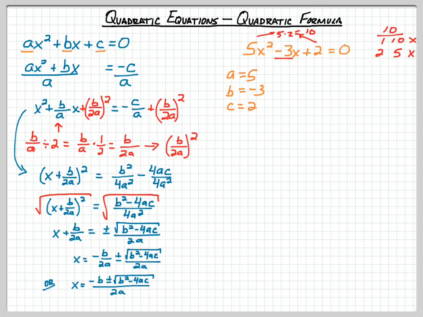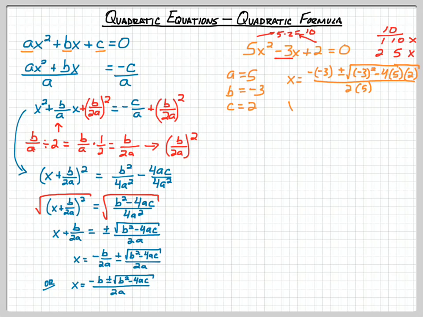So we're going to take these three values and plug them into the whole quadratic formula. We'll get x equals a negative, so we've got a negative b. In this case, b is negative 3. So we've got a negative of a negative, plus or minus the square root of b squared minus 4ac. So b squared is negative 3 squared, minus 4 times 5 times 2. And all that's divided by 2a, which is 2 times 5.